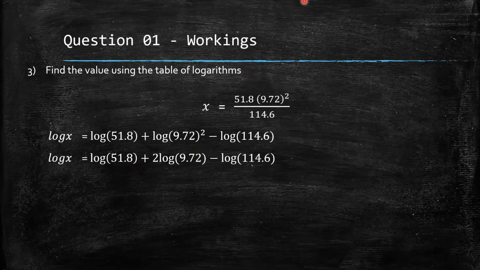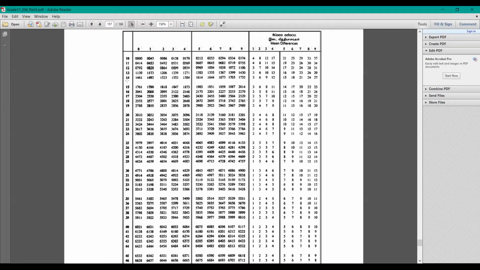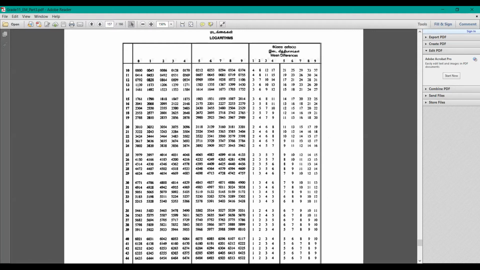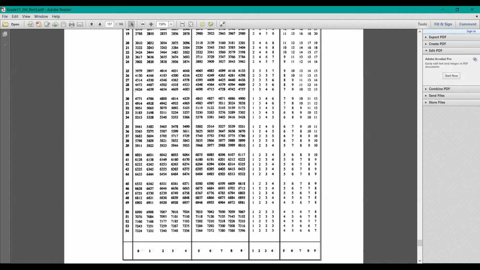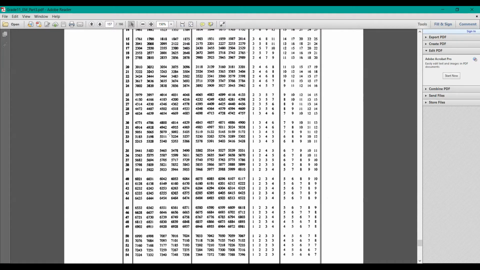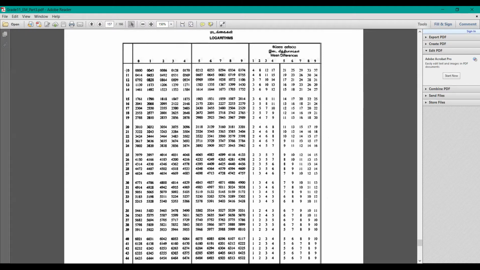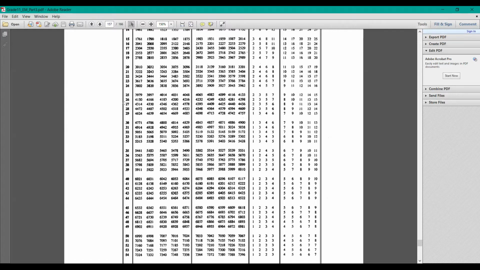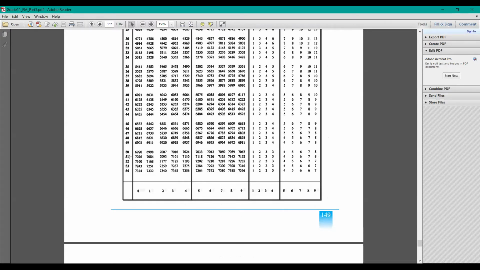So let's go to our log table. Right. So this is our log table. You can see from this, you just need to forget about the decimals. That means whether it is 51.8, 114.6 or 9.72, you just forget about all those decimals. So you just keep the numbers 51.8. The first two numbers are represented in your first column. So 51, we need to find the value of 51 here. It is over here.